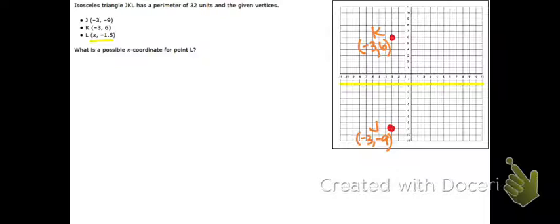Now, they're also telling us that this is going to be an isosceles triangle, and isosceles triangles have two sides that are the same length, the same measure, and also two angles that are the same measure, diagonal from those. They're also telling us that the perimeter is 32. So that means if we know the length, the distance of each of these three sides, and add them together, they're going to add up to 32. So distance. What is the distance?